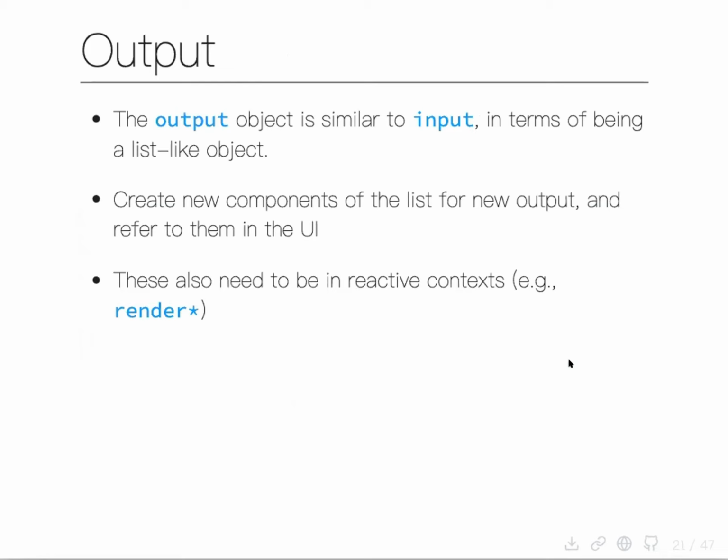So the output object is similar to the input in that it is just like a list, right? It's a list-like object where you can refer to that thing using the $ or whatever. So you can create new components of the list for new output. You say output$ and some new thing, and then you define that through your server. That creates new elements in the list, and then you refer to them in the UI. But these also need to be in a reactive context. So in the server and in the UI, we need to make sure that those are in reactive contexts.